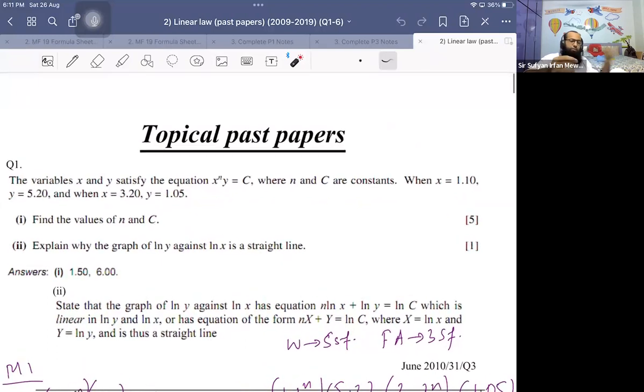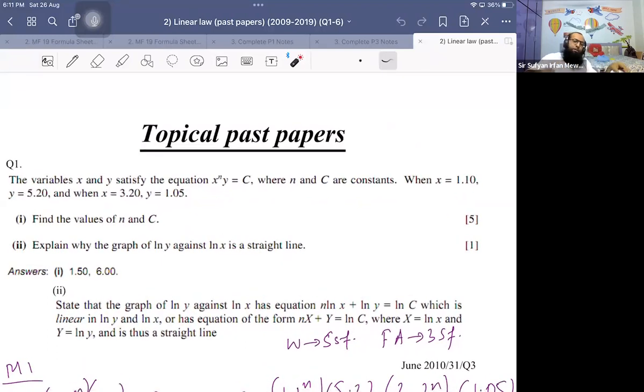All right. So the very first question is a 6-mark question that came in June 2010, Paper 3-1, question number 3. Let's read it out and then I'll apply it. The variables x and y satisfy the equation x power n times y equals c, where n and c are constants. So the examiner has already told us that n and c are the constants, and x and y are the variables.